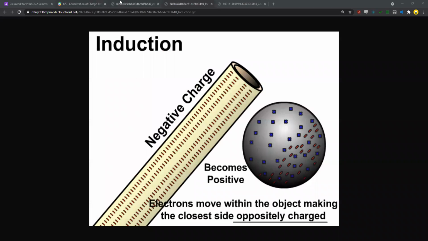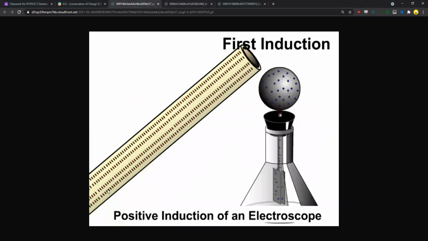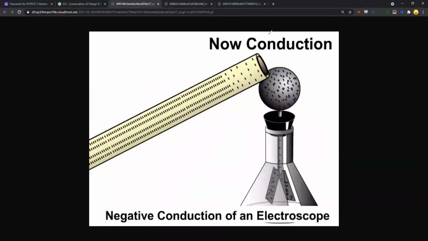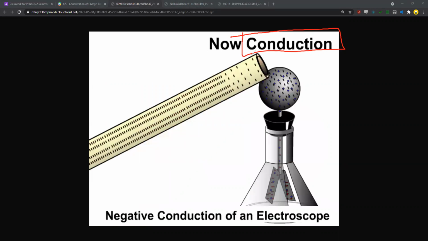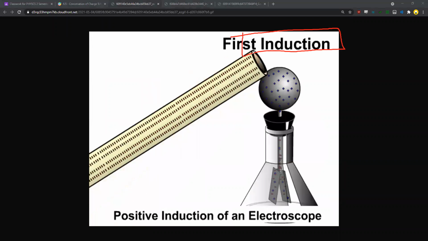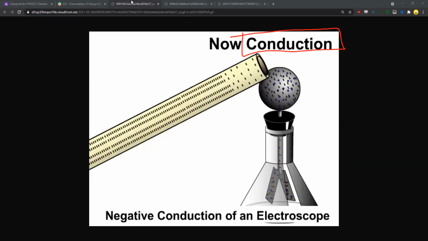What we're going to be talking about today is conduction. We're talking about electrostatic conduction. All right, so it's conduction right here. When two objects touch, what happens to the charge when two objects touch?